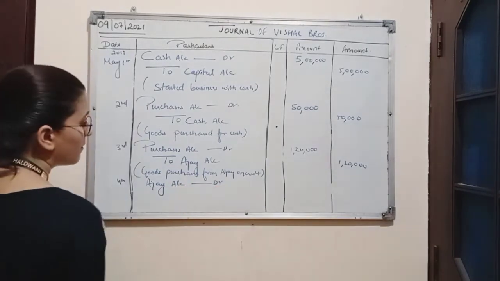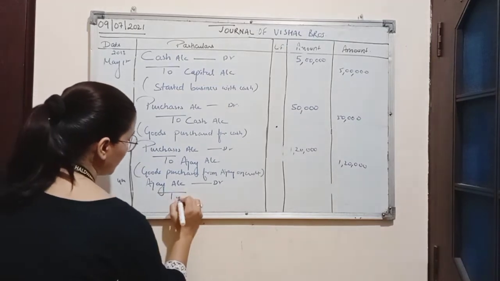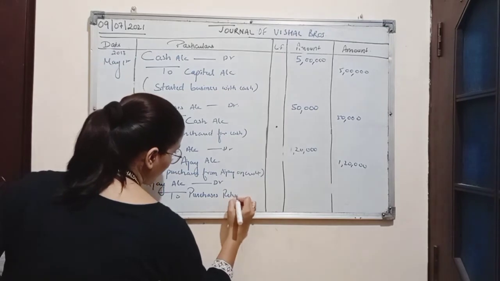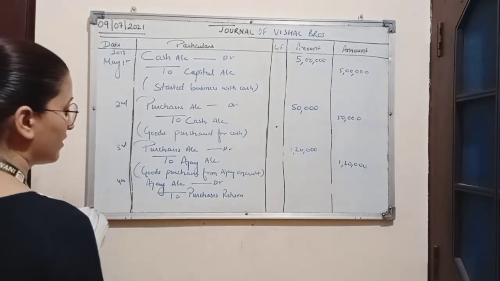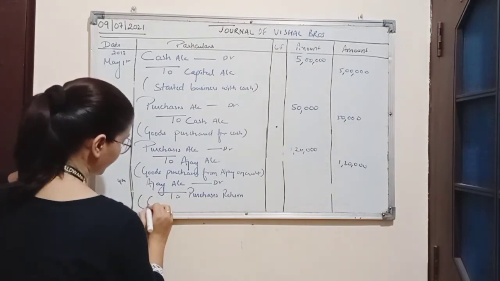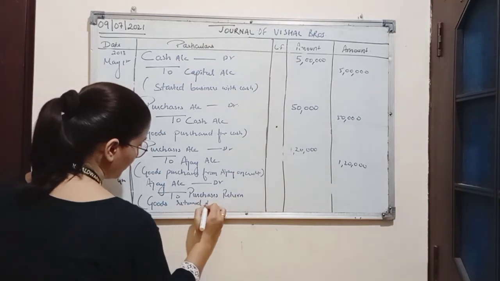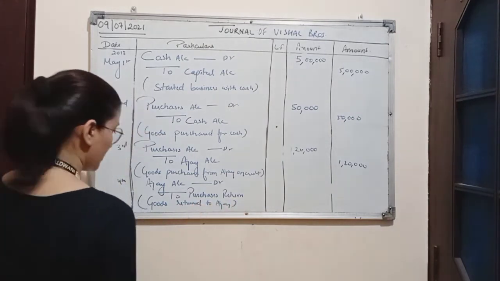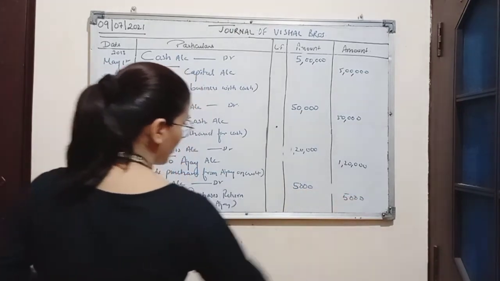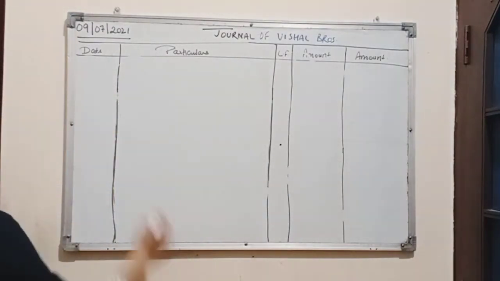Ajay account because cash has been returned by Ajay to purchases return. And the narration for this entry will be: goods returned to Ajay. Amount is rupees 5,000. Now the next transaction is on 8th May.